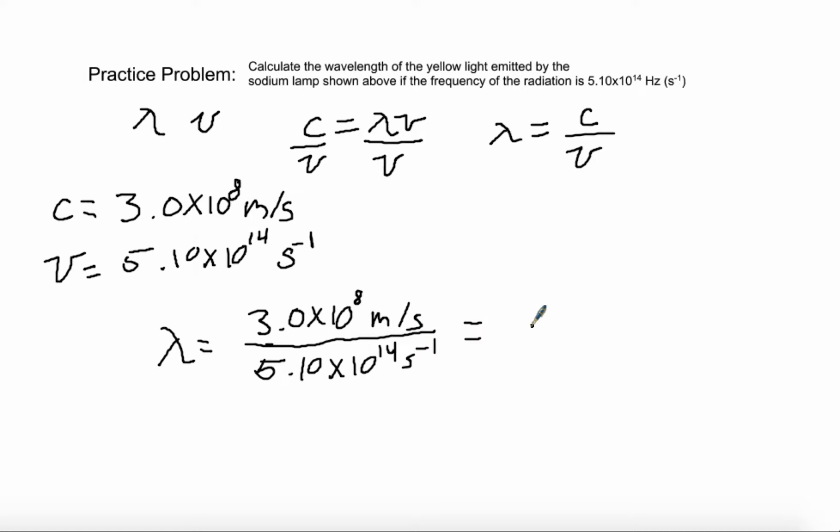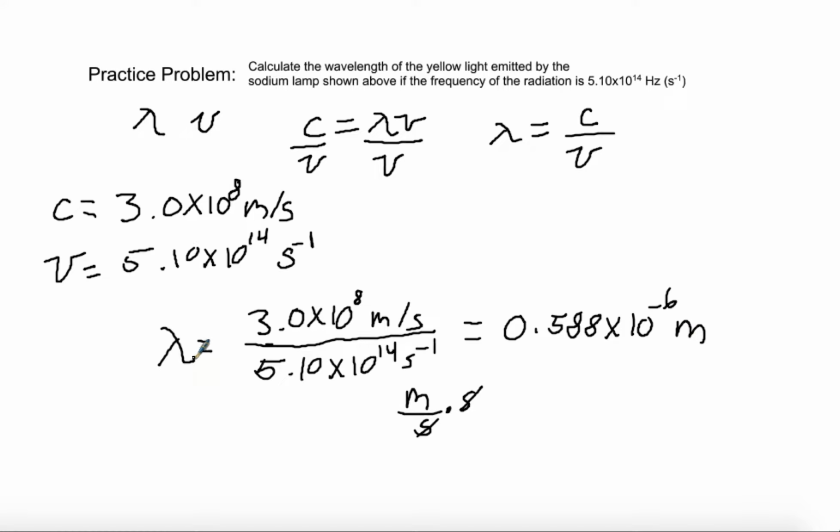And doing so gives us 0.588 times 10 to the minus 6. So our unit here, we're going to have meters per second divided by inverse seconds, which ends up actually being meters per second times seconds. Seconds cancel out, and we're left with meters. Meters you're probably more familiar with as a unit for length.